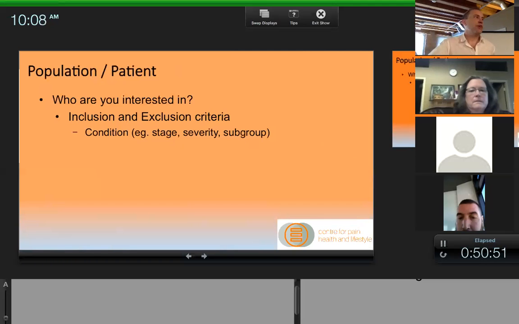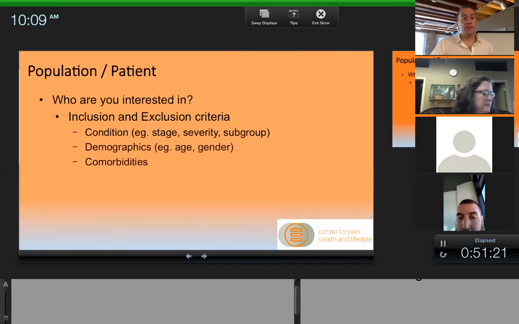level of impact on activities, etc. You might be interested in older or younger people or a certain gender. You might be interested in people who do or don't have certain comorbidities. You might be interested in recruiting from a certain setting.